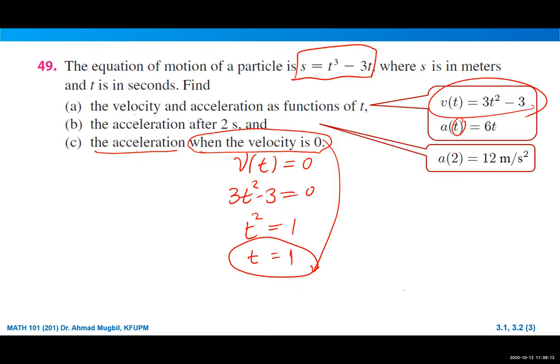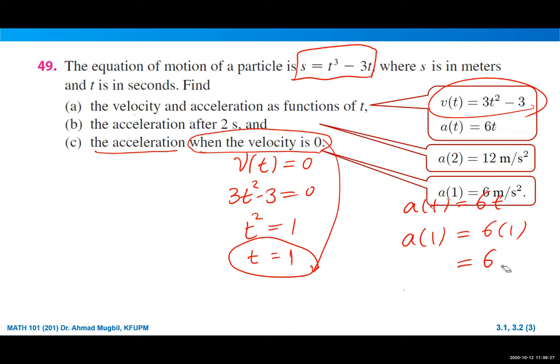So what you will do, you will go to the acceleration. This is the acceleration function. You will put instead of t, what you will put? 1. Here it is. So this is the meaning of find the acceleration when the velocity is 0.